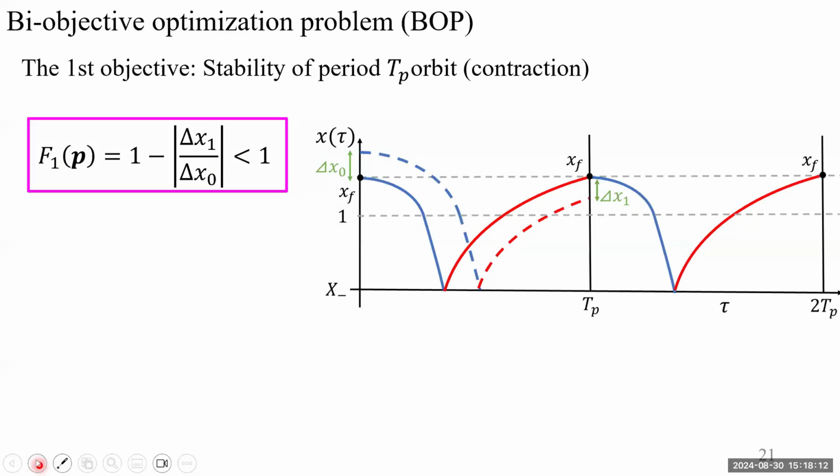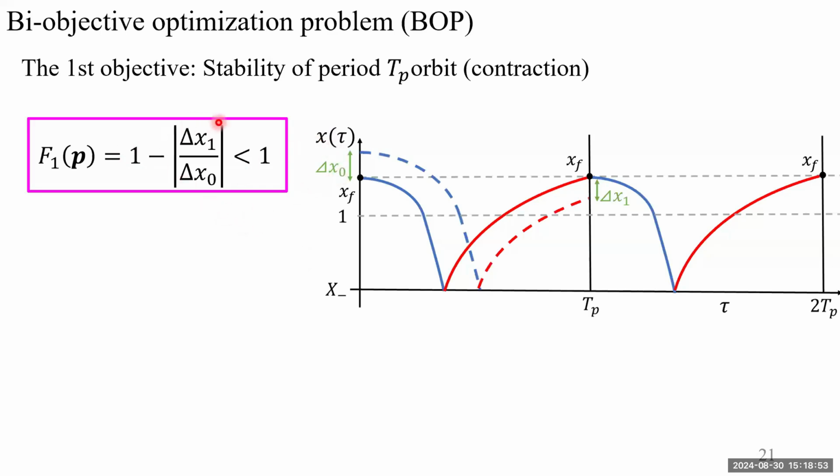Then we consider BOP, bi-objective optimization problems. We define the first objective that characterizes the stability of the period 1 orbit. This is a period 1 orbit, and delta x0 is the initial deviation, and delta x1 is the next deviation. And this term expresses the contraction of the orbit. And subtracting from 1, we obtain the first objective.